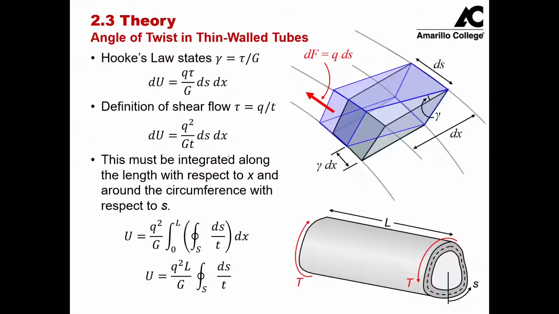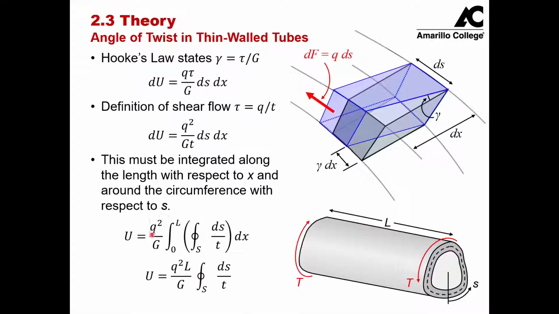We have to integrate this twice, because this is a double differential. We have a ds and a dx. If I integrate this, I have to integrate not only from 0 to L, where L is the length of my shaft, along the x direction here. But we are also going to be integrating around the circumference of our hollow shaft, integrating this ds over t.